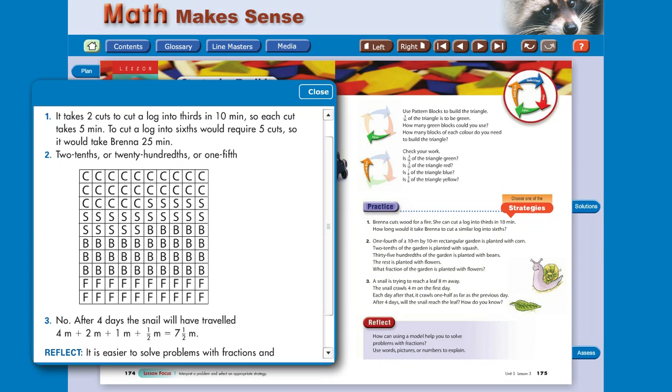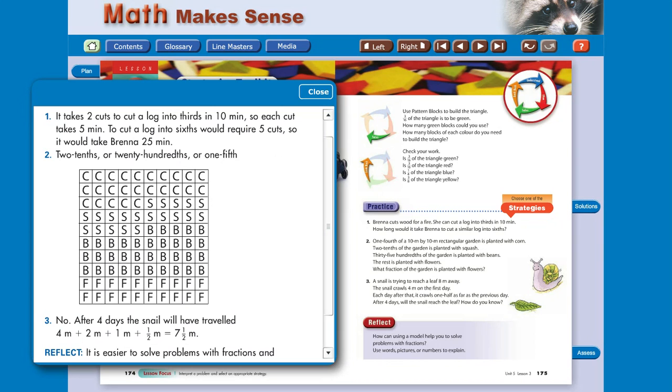Question 3. A snail is trying to reach a leaf 8 meters away. The snail crawls 4 meters on the first day. Each day after that, it crawls 1/2 as far as the previous day. After the 4th day, has the snail reached the leaf? So the answer is no. And if you look below, after 4 days, they do the calculations for you.